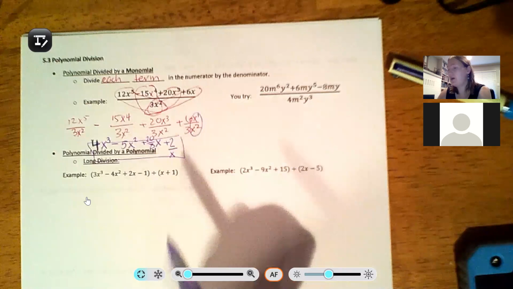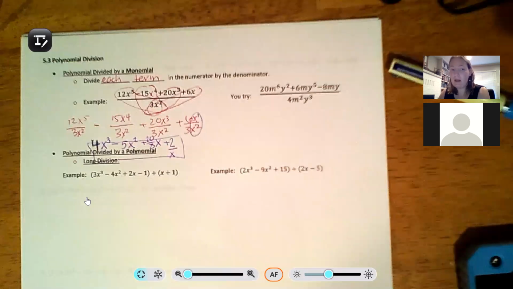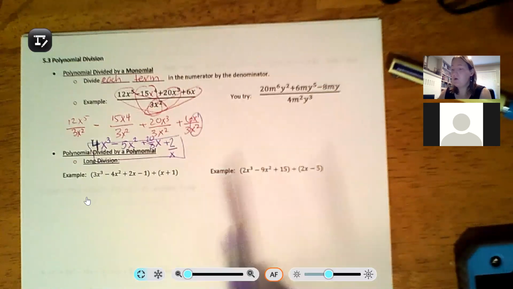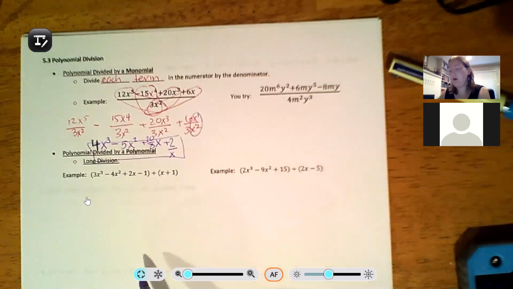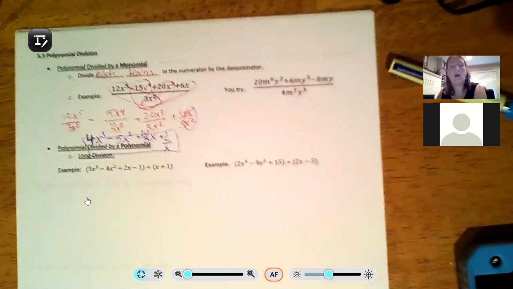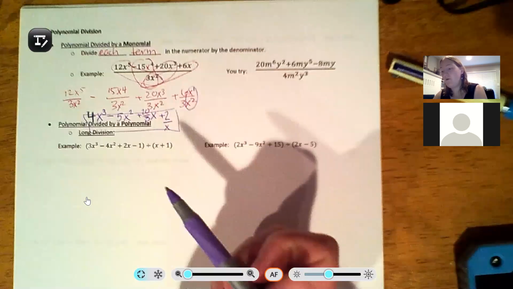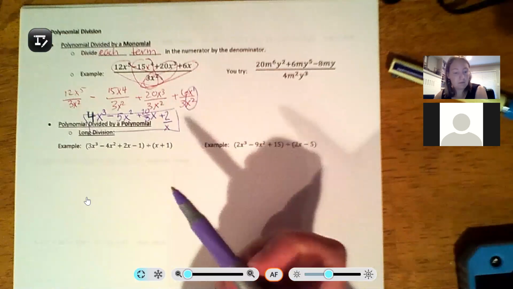Then most of what you're going to end up doing are polynomials in the denominator, quite frequently binomials. So there's two methods, long division and synthetic division, that I wanted to discuss. Long division always works for polynomial division.